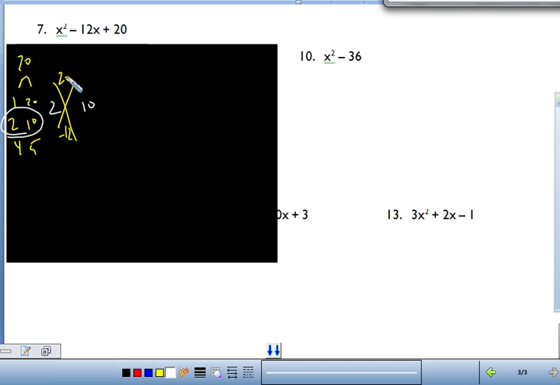And because the top is a positive but the bottom is negative, both of these terms are going to be negative. Negative times a negative produces a positive, and then when I add these two, I get the negative 12. And there are my factors. FOIL it out and expand it, and you'll get this trinomial.